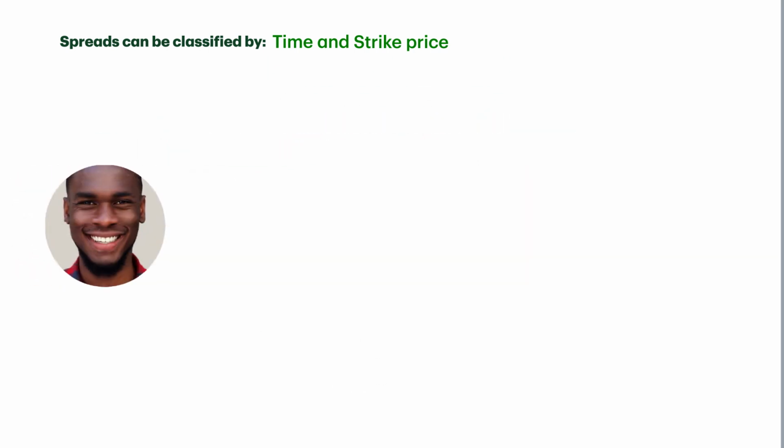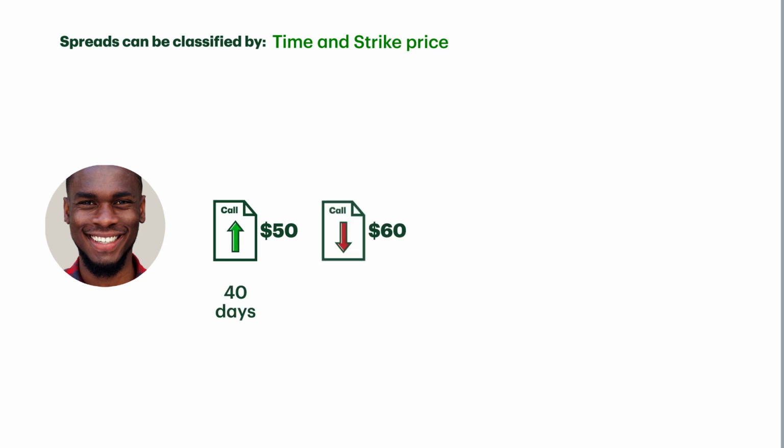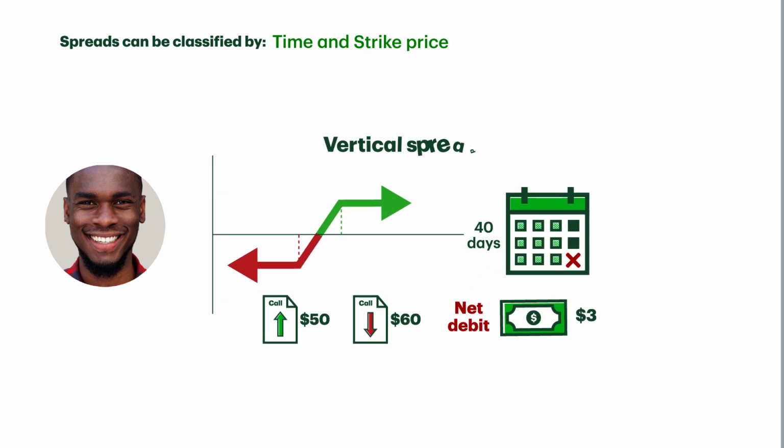Recall Jack's trade. He bought the $50 call that expires in 40 days and sold the $60 call that expires in 40 days for a net debit of $3. The strike prices are different and the expiration date is the same. So therefore, Jack traded a vertical spread.